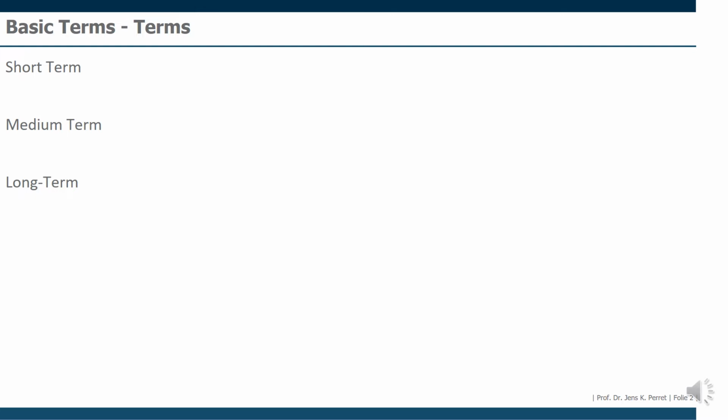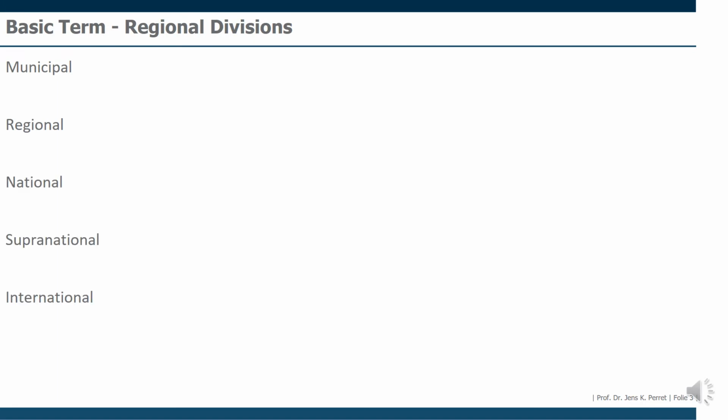Medium term, that's usually the length of a business cycle, so roughly 3 to 5 years. And long term, that's in many cases the so-called infinitely long time horizon, so it's 30 to 50 years. So it's way longer than what you would consider in business administration. Well, if we talk about a time perspective, we can also talk about a regional, a geographical perspective.